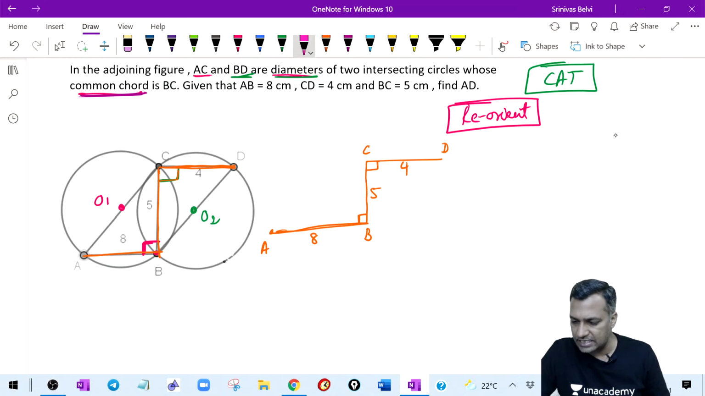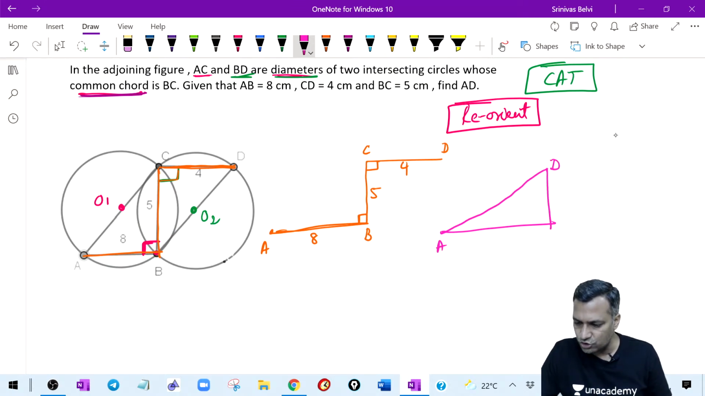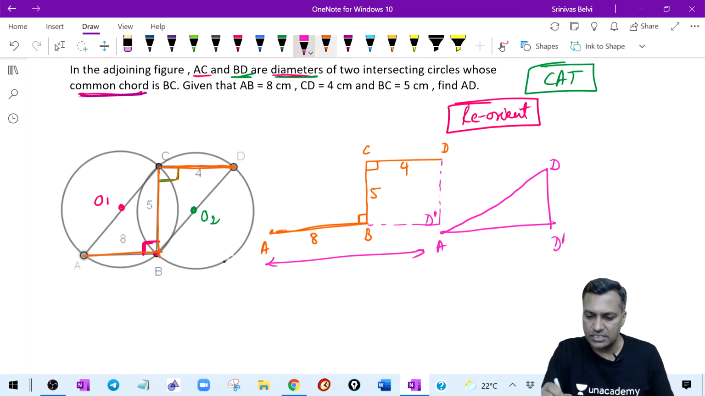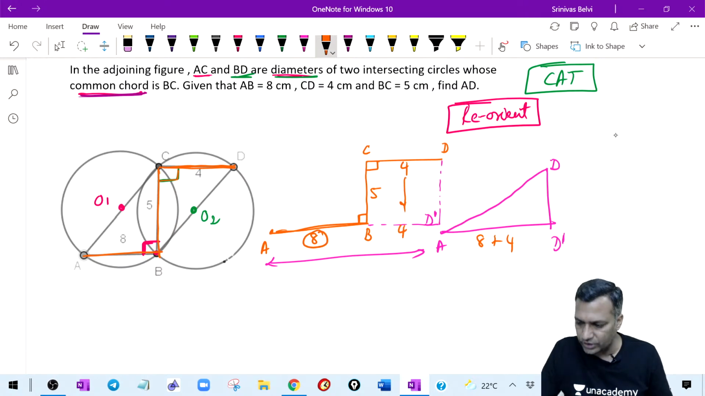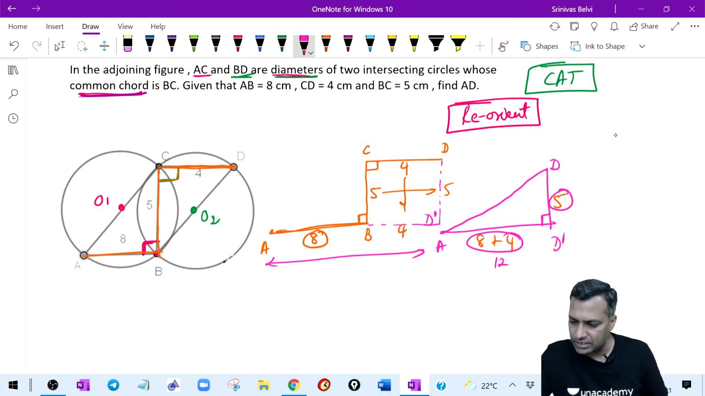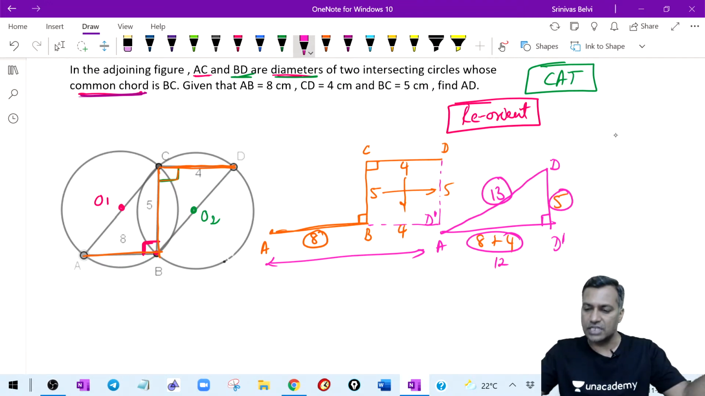Let me reorient this. Can I change this particular diagram to something like this, where A is here, D remains here? Then I will bring this point down and call it D dash. Therefore, from A to D dash, what is the measurement? It's 8 plus 4. There is 8 here. This 4, I can bring it down here. Therefore, 8 plus 4. What about this one? This 5, you can shift it here. Therefore, it is 5. Hence, it becomes a Pythagorean triplet. 8 plus 4 is 12 units, this is 5 units. Therefore, AD is equal to 13 units, which is your answer.